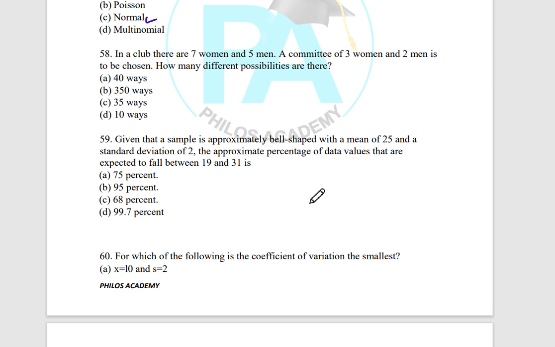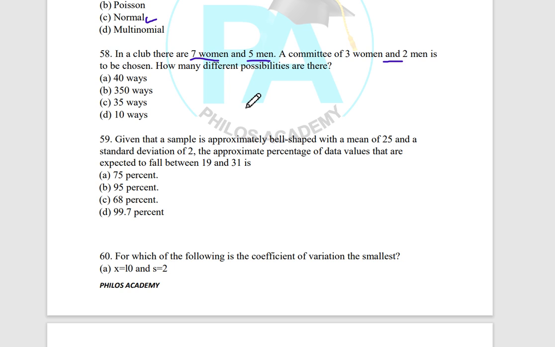58. In a club, there are 7 women and 5 men. A committee of 3 women and 2 men is to be chosen. Be very careful with this word, 3 women and 2 men are to be chosen. How many different possibilities are there? To know the different possibilities, how many women do we have? We have 7 women and we have 5 men, isn't it?